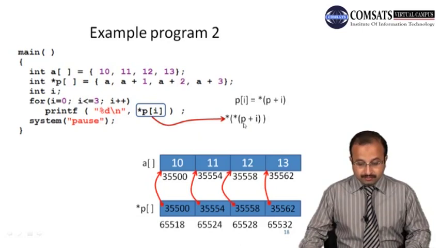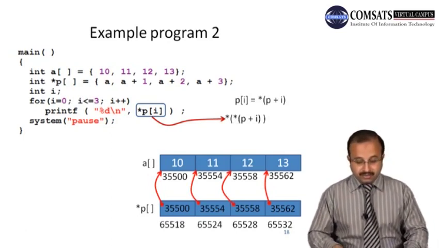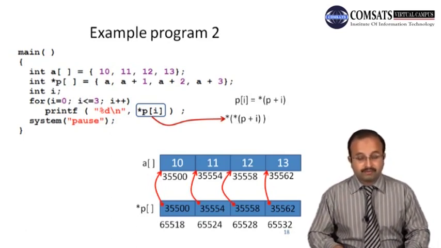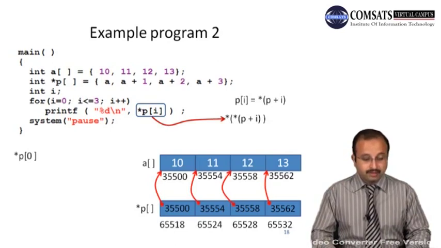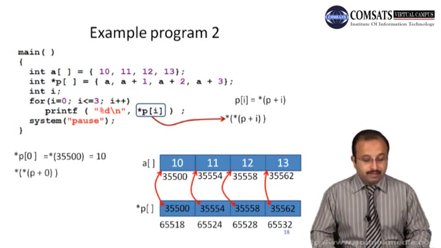So if we want to solve this, P is 65518. Add 0, since the value of I is 0 initially, so that means 65518, and then you put star with it. This means the value at address 65518, and that is 35500, and then you are putting star with 35500. This means the value at address 35500, that is 10 again. So *(P+0) is equal to *35500, that is 10.